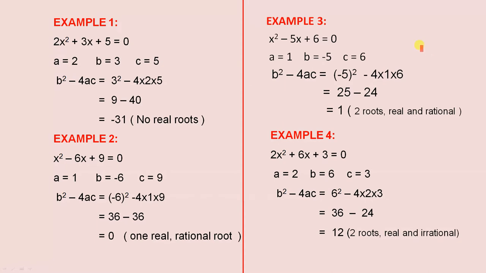For example 3, if you substitute those values in, you will see that the discriminant is a perfect square. It's greater than 0 and it's a perfect square, so you'll have two roots which are real and rational. And the last example, if you substitute those values in for the discriminant, you will see that the discriminant comes out to be 12, and therefore that is not a perfect square, so there are two roots. They're on the real number line, but they're irrational, because the square root of 12 is an irrational number.